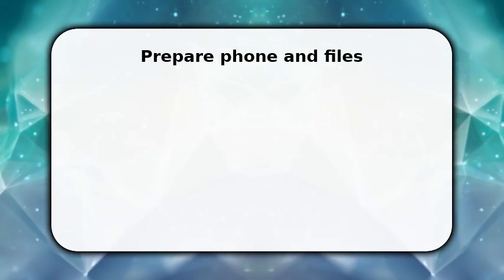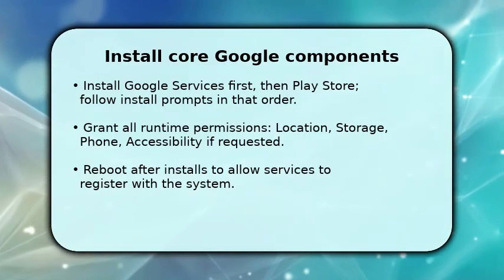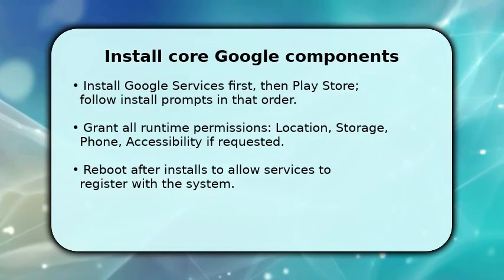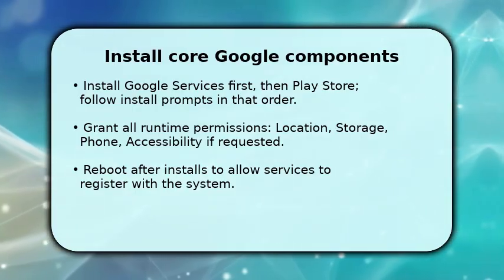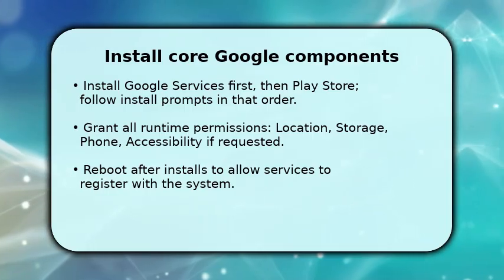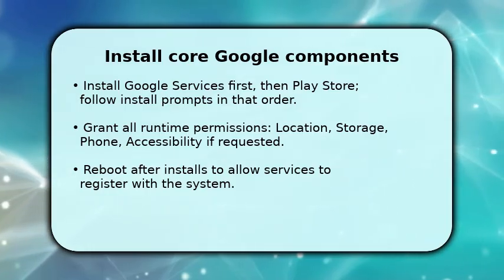Next, install the core Google components in the correct order so dependencies register properly. Install Google services first, follow prompts carefully, then install the Play Store APK. This order ensures APIs are present when the store initializes.